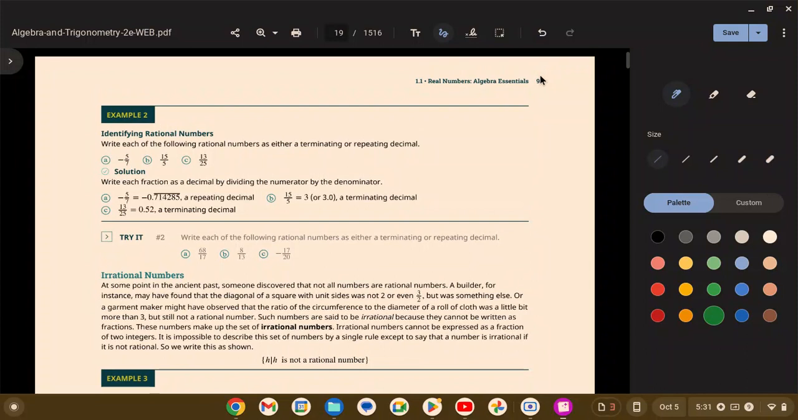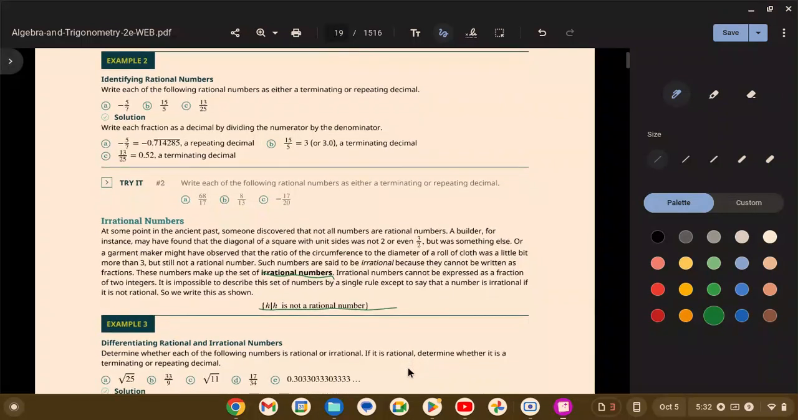Irrational numbers cannot be expressed as a fraction of 2 integers. It is impossible to describe this set of numbers by a single rule except to say that a number is irrational if it is not rational. So, set builder notation. Oh, I meant to underline this. Sorry. There we go. And then a little set builder notation there: H, where H is defined as not a rational number. Okay. All right.